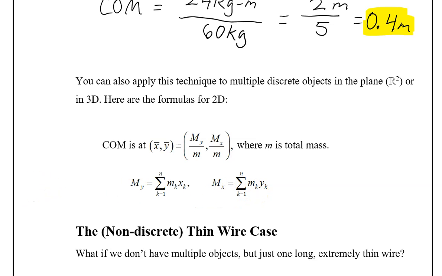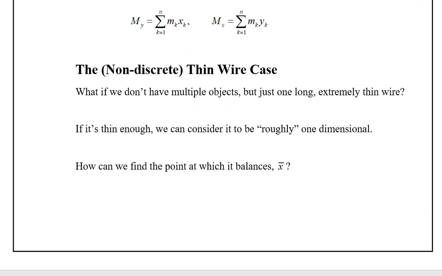What if, instead of having multiple objects, we instead have just one long, extremely thin wire? If it's thin enough, we'll think of it as being roughly one-dimensional. It's really not. All wires are 3-dimensional. But if it's thin enough, we can think of it as being kind of one-dimensional, where all it has is length and no width and no height. How can we find the point at which that thin wire would balance? And we'll call that point x bar.